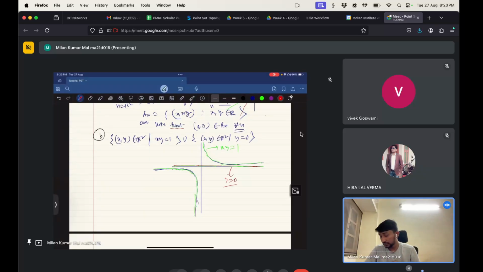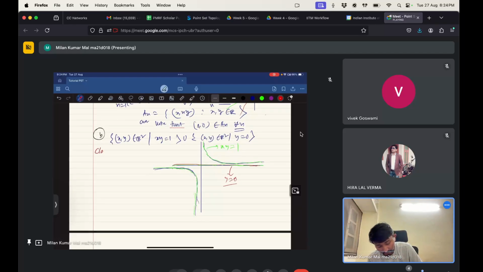Yeah, I think why it is not connected. I just want to give some very concrete example. This is not connected. That is my claim, right? Claim: not connected because it is not connected.